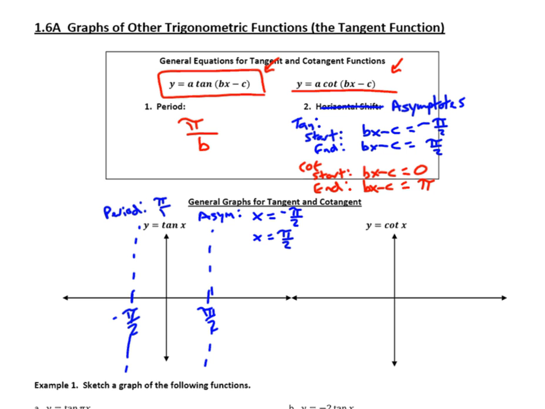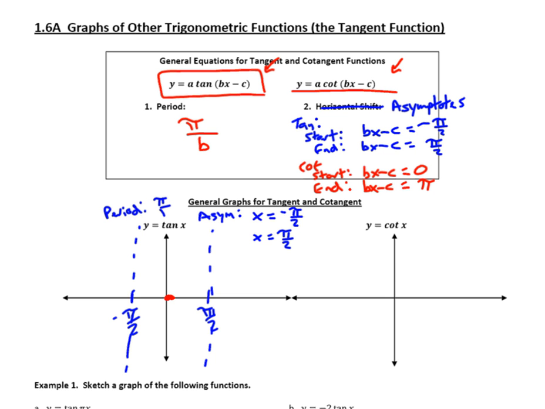Those are places that these graphs are undefined, that they do not exist. So I'm going to make sure that distance is pi, that the period is pi, and it is. If I go from negative pi over 2 to pi over 2, I go a distance of pi. So now I'm going to draw in the general shape of a tangent graph.